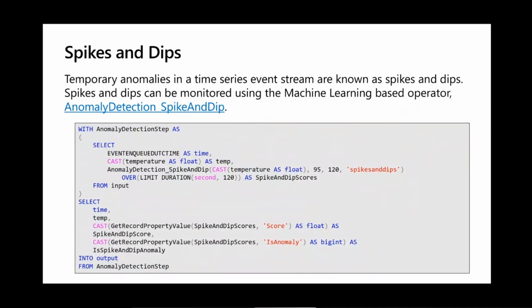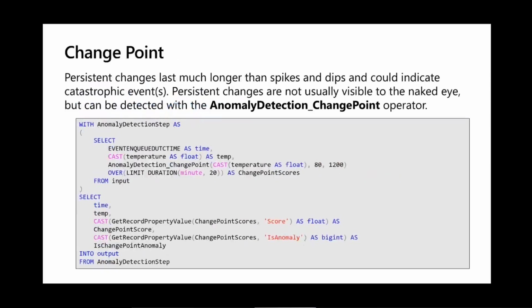I believe that probably many in the audience are familiar with Stream Analytics. These are Stream Analytics queries, and now you have an operator, which is anomaly detection spike and dip, in order to detect spikes and dips, and then one other operator, which is change point, in order to detect change points.